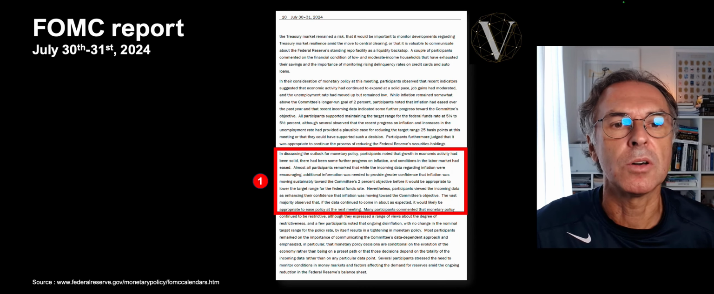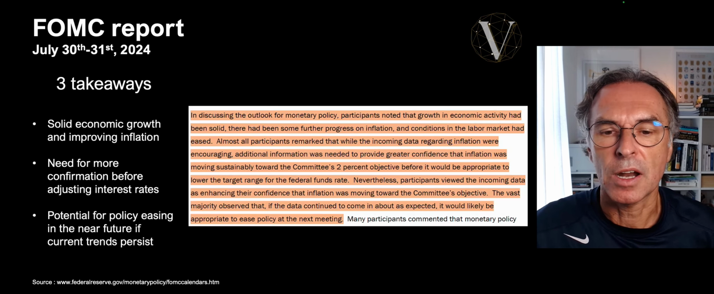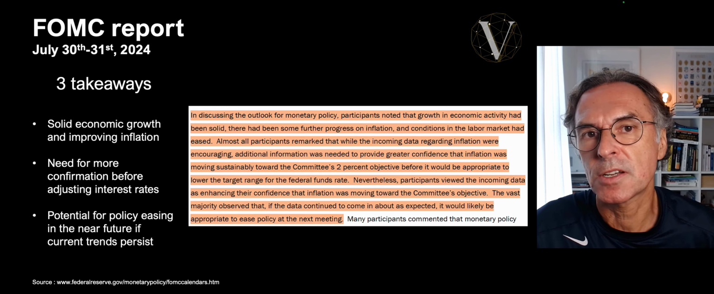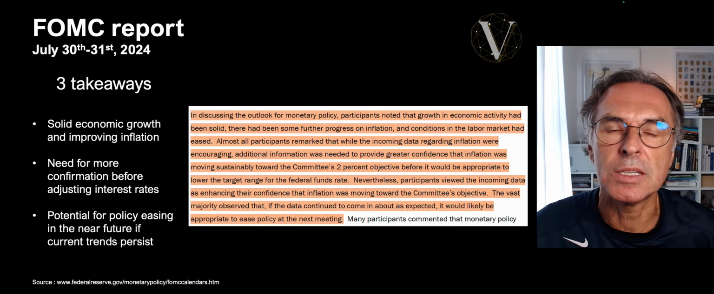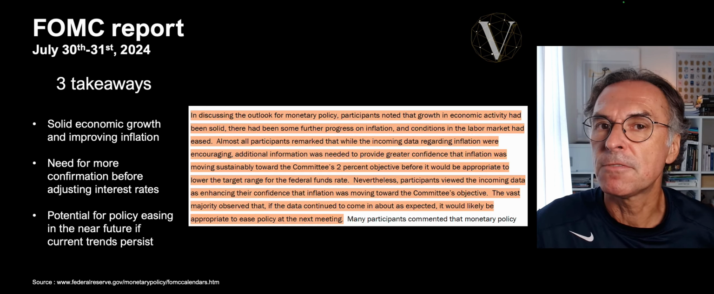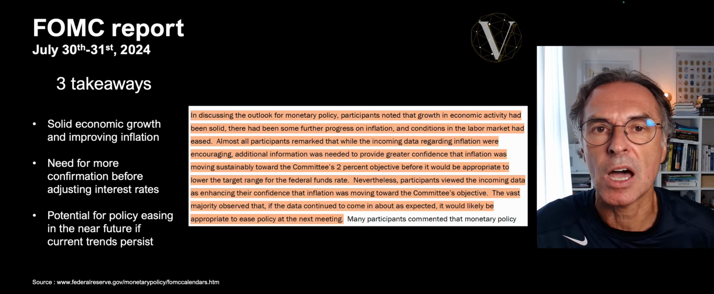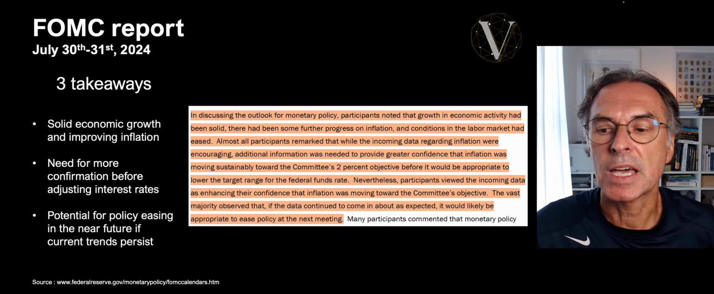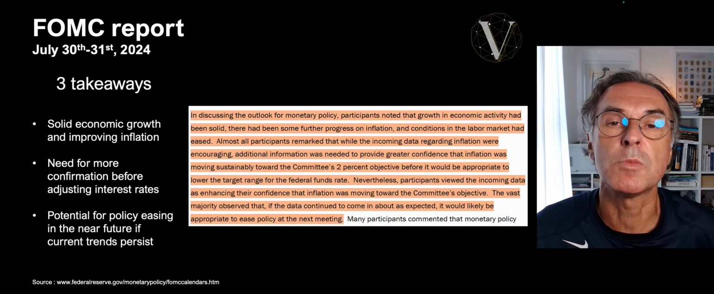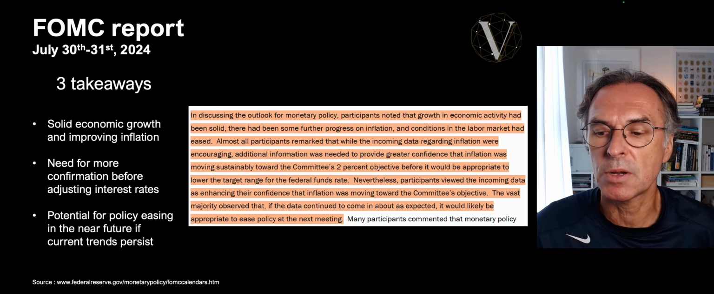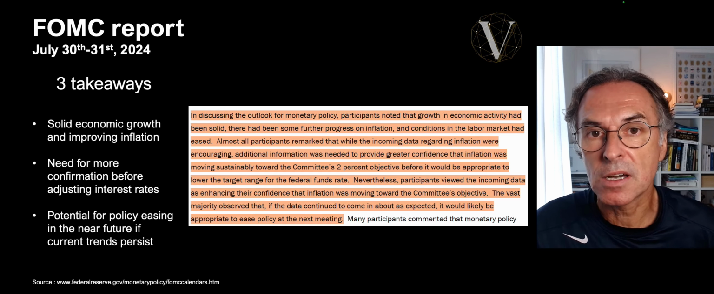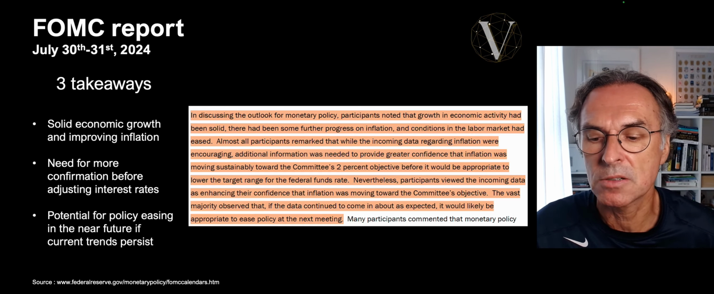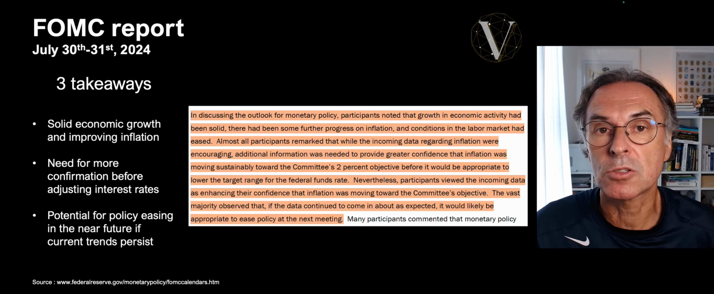So there are 3 takeaways, on page 10 of that document. The first one is that the US Federal Reserve Board of Governors meeting with the FOMC committee is confirming that there is solid economic growth and that inflation is nonetheless improving. So inflation is going down. We saw the CPI curve being flat for a couple of months now. The second thing is they mention that they need more confirmation before adjusting interest rates, but they are thinking about it. They clearly say there is potential for policy easing, meaning rate cuts, not rate hikes, so decreasing rates in the future if the current trend persists.